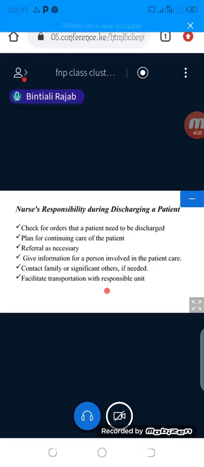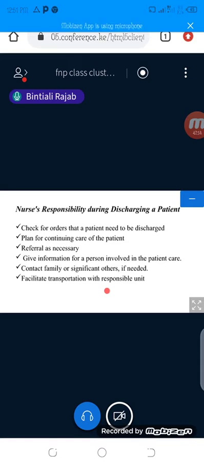So what are your responsibilities during the discharge of a patient? Check for orders that a patient needs to be discharged. Remember, you don't just wake up one day and decide this patient is going home. It means that as you are nursing this patient, you are monitoring that patient, and you have monitored the progress of the patient for a while, and you have come to the conclusion that this patient is improving.